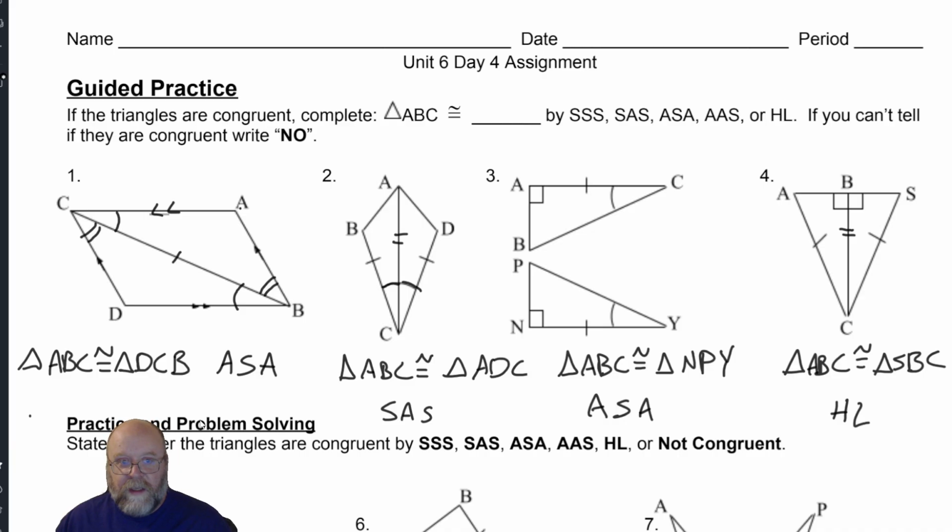So another big important thing is, what does included mean? Make sure you know included means that it's between the two other things. So you got angle, side, angle. Only works if the side is included between the angles. And we'll end it there. Let's look quick sneak peek.